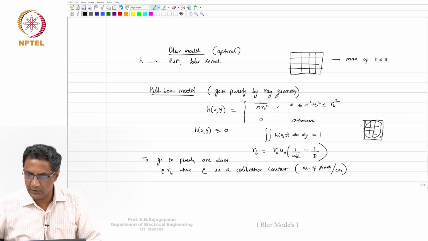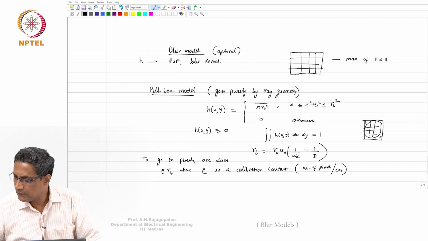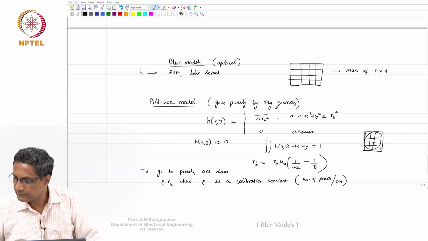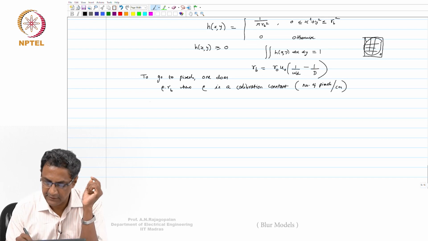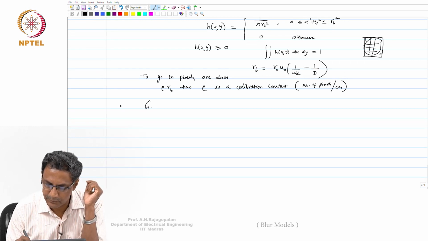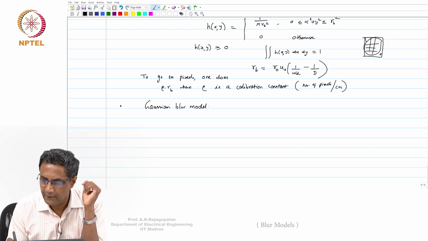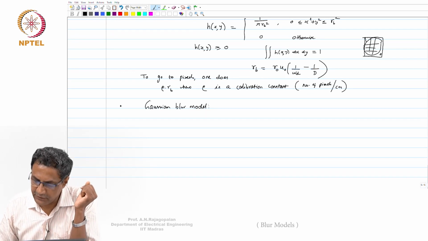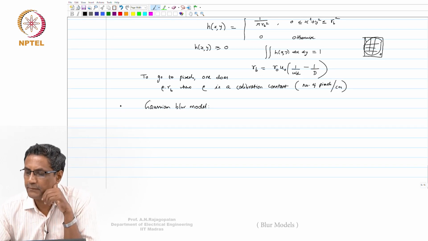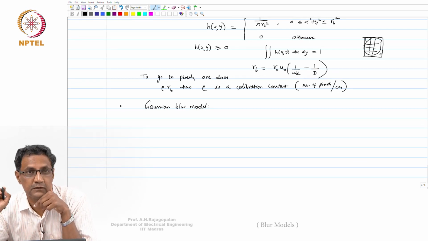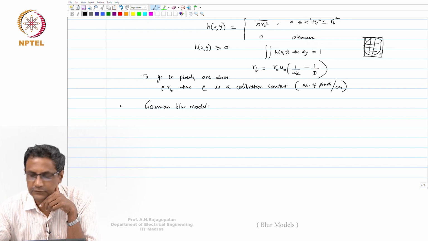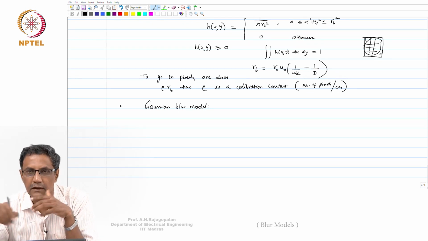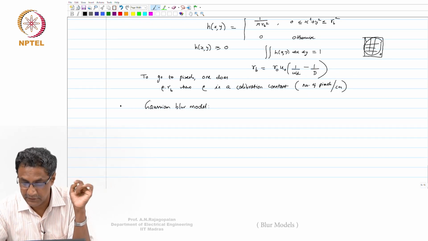A more realistic model is actually a Gaussian model, which I will write next. So that was the pillbox; the second is a Gaussian blur model. This is more common, though in MATLAB they'll accommodate both. In the pillbox model, all the intensities within the circle are uniform, equal, 1 by pi R_B squared, and outside it truncates immediately to 0.